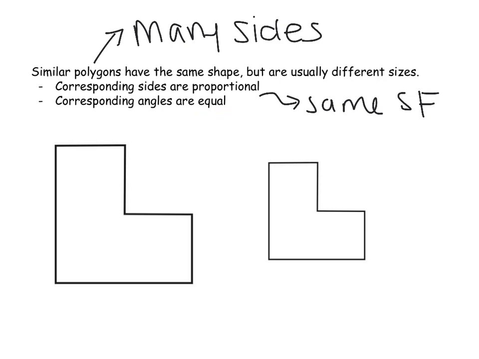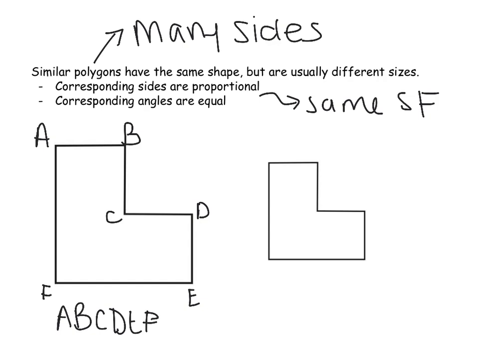I'm going to label these shapes first. So I'm going to call this shape A, B, C, D, E, F. So at each vertex or each corner, I've given it a letter. So we would call this polygon A, B, C, D, E, F. It's a long name, but that's because it has so many sides.